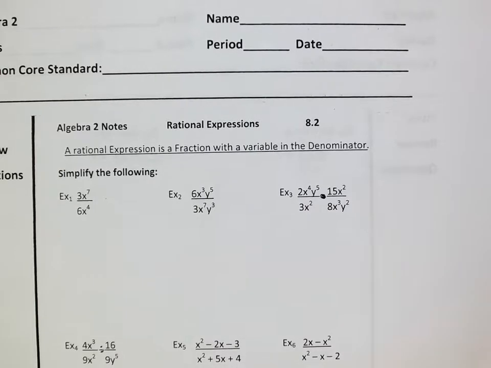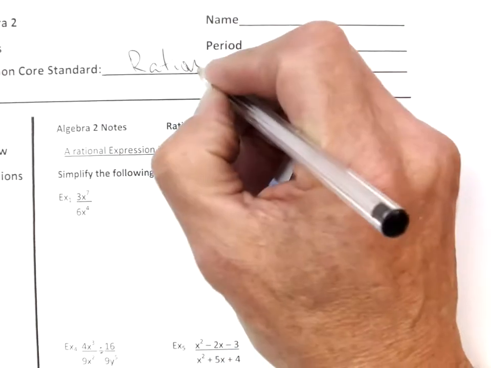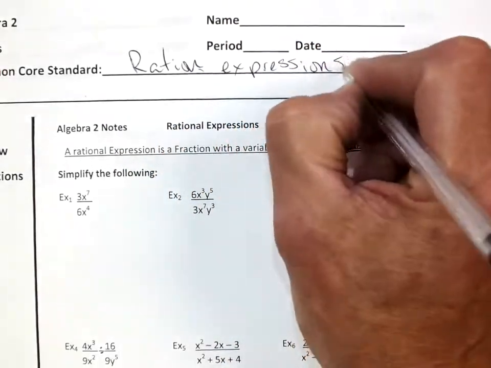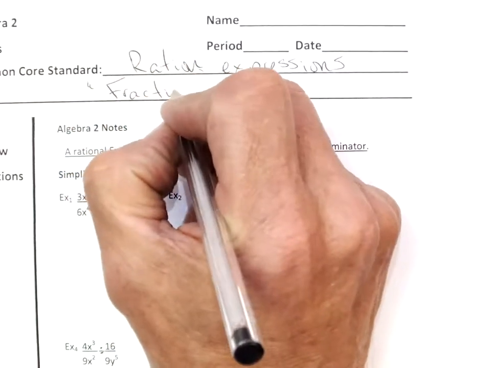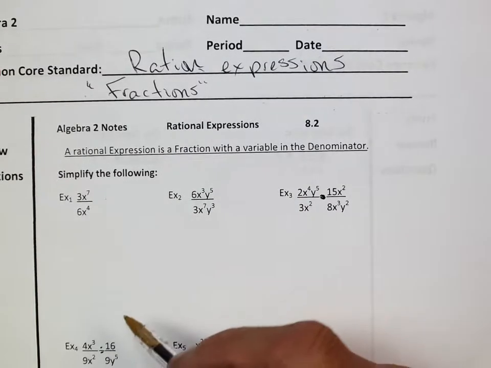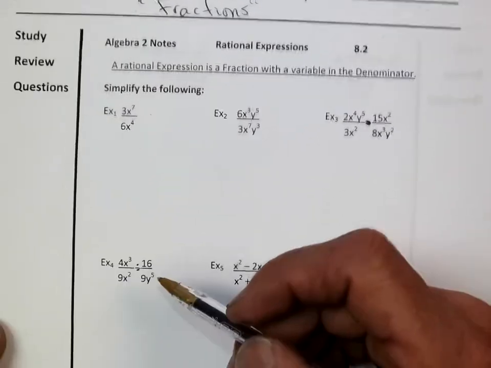Okay, so rational expressions. Basically, fractions, okay? So we've done a lot of these before, but before we make this problem really hard, we're going to just reduce. Example 1, we're going to reduce.